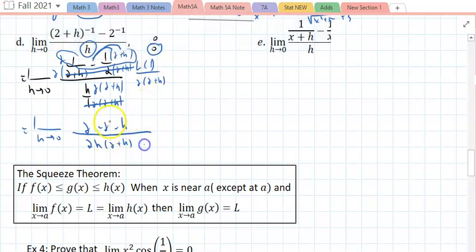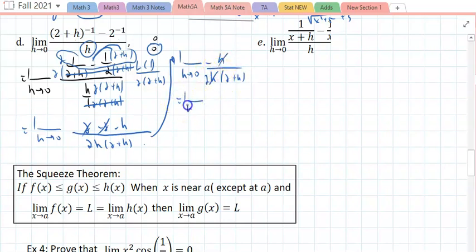So cancel those. I'm looking at the limit as h approaches 0 of negative h over 2h times 2 plus h. Cancel the h's. Limit as h approaches 0, negative 1 over 2 times 2 plus h. Now that I canceled a factor, which was the 0 over 0, I throw the h equals 0 in. I'll get negative 1 over 2 times 2 plus 0, which is 2, and that's negative 1/4.